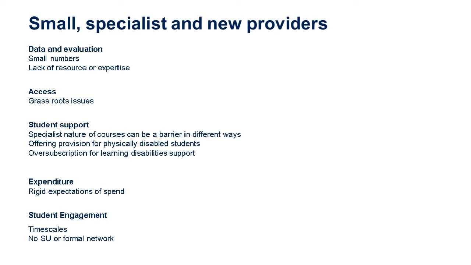Student engagement, we hear, can be an issue in particularly smaller institutions in terms of engaging on the development of the plan itself, being at a particularly busy time of year for students. And for smaller institutions, there are no student unions in some cases or formal networks, which can make that engagement a little bit more tricky.